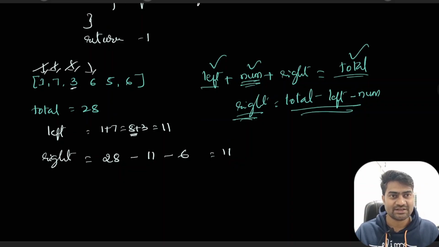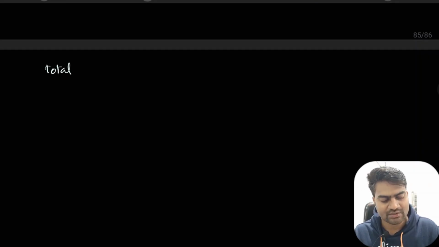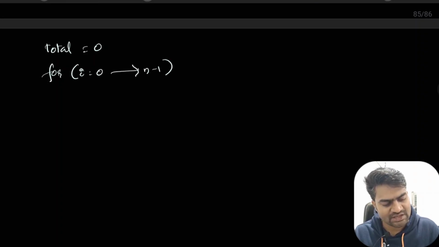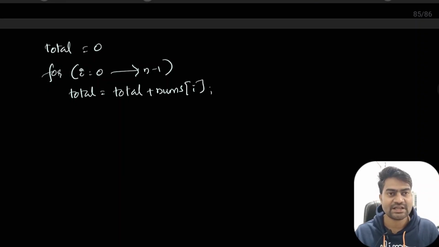So this is very simple and straightforward. So this is how we need to optimally find the pivot index. So with that, let us try to write the pseudocode for this. So now what I will do, I will take a variable total. Okay, initially it will be 0. Then I will use for loop i equal to 0 till n minus 1. I will say total equal to total plus nums of i. Correct, right? So this will give us total.